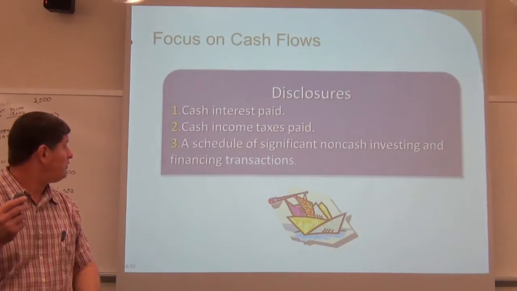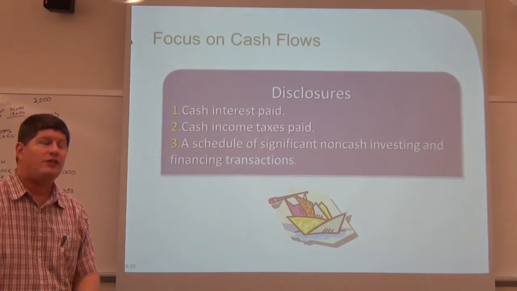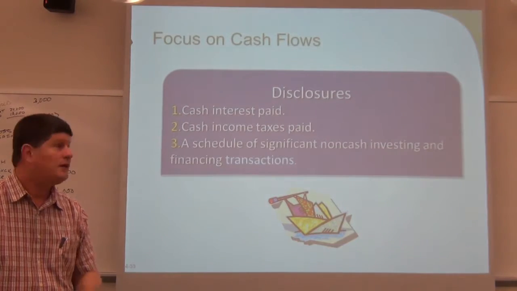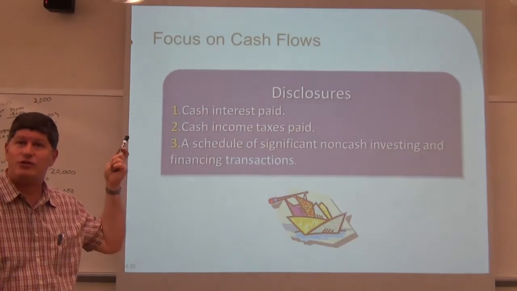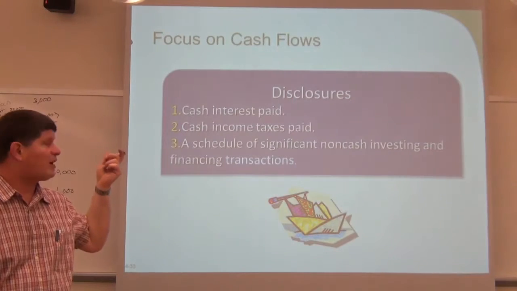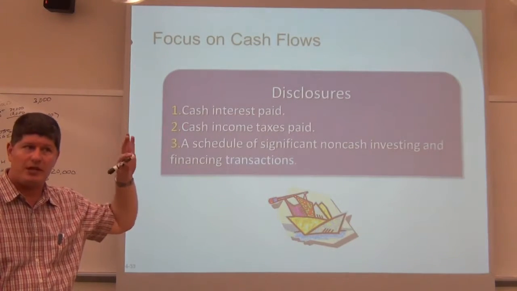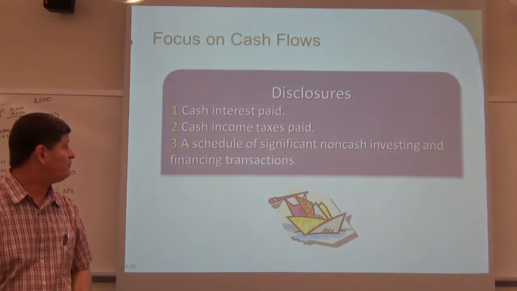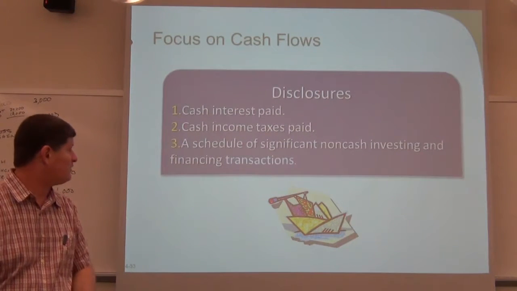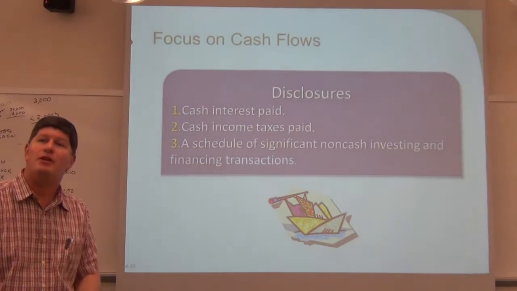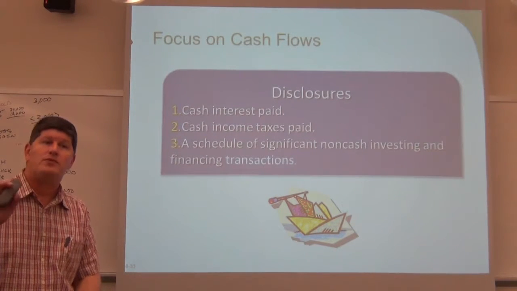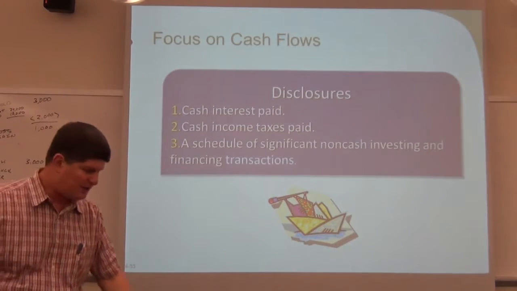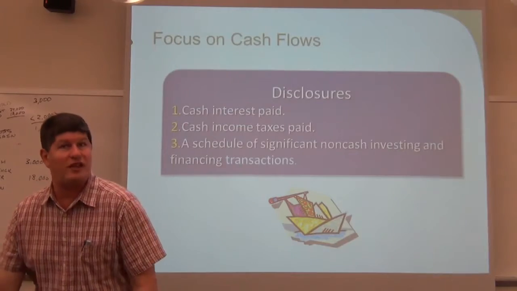And always, always, you have to disclose at the bottom of your statement of cash flows the interest that was paid in cash during the year, cash paid for income taxes, both federal, state, whatever it was, and a schedule of the significant investing and financing activities, things that happen non-cash. So think about that for a second. Can anyone give me an example of a non-cash investing activity?